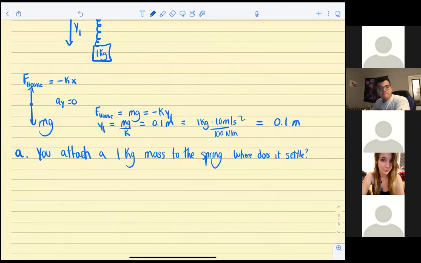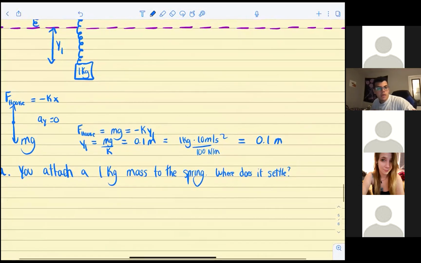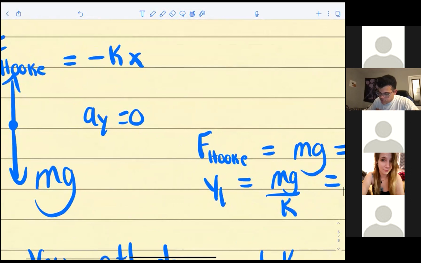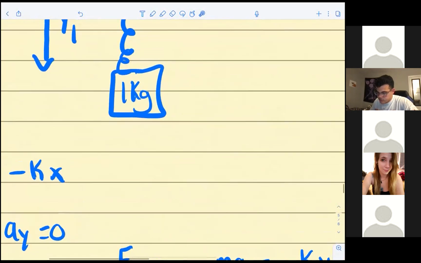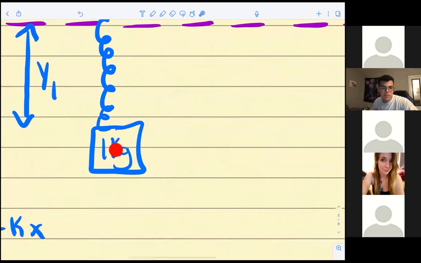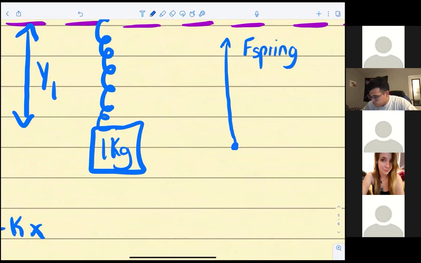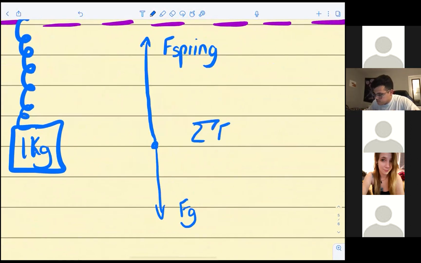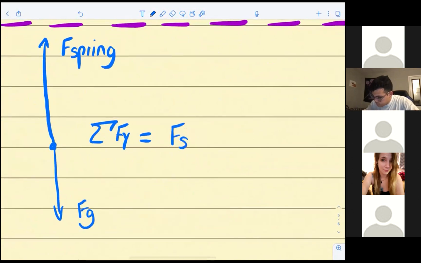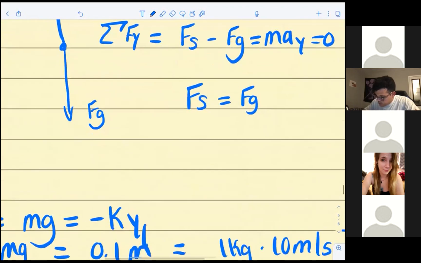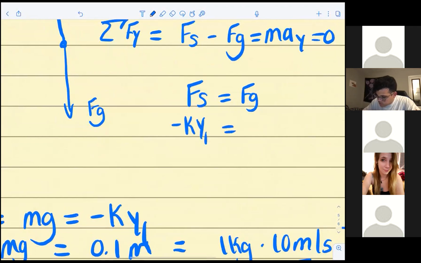Does it say AV equals 0 or AY? I'm confused. AY equals, so the acceleration in the y direction of this thing is 0, right? Because when it's just hanging out here, it's not accelerating anymore. So if I draw a free body diagram on this thing, I just have the force of the spring, right? And the force of gravity. And if it's not moving, they have to be equal to each other, because if we do the sum of the forces, F spring minus Fg equals MAY, which is equal to 0. So F of spring equals F of gravity. F of spring is minus KY1, which is equal to mg.